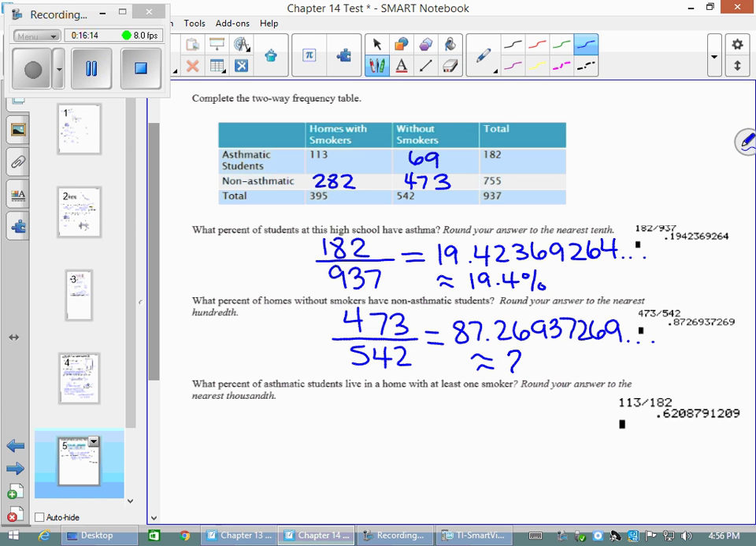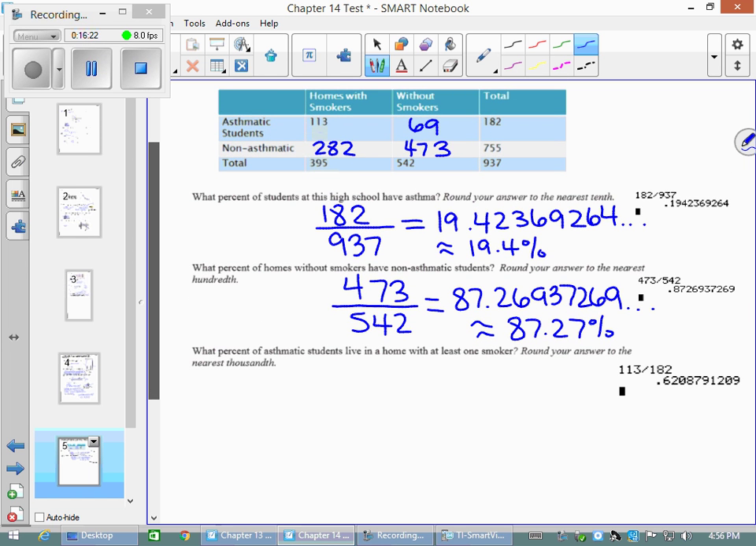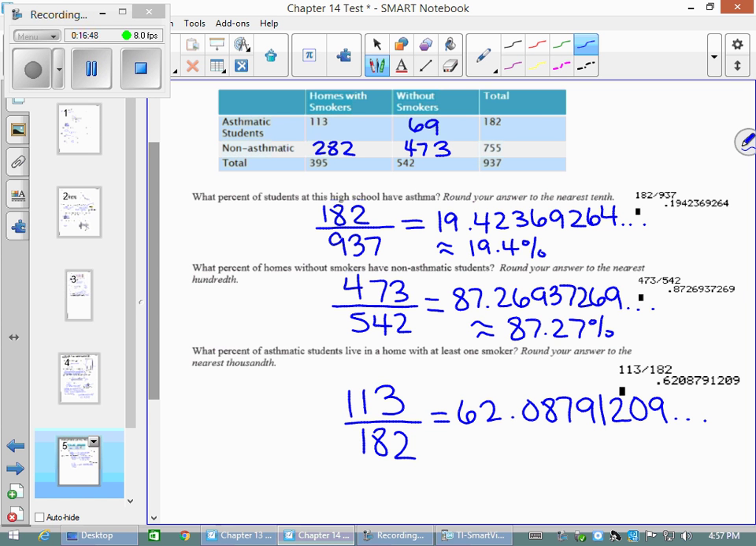And the last question, what percent of asthmatic students live in a home with at least one smoker? So there are 182 asthmatic students. And how many of those live in a home with at least one smoker? Well, we know that 113 of them live in homes with smokers. So 113 out of 182, again, gives you the decimal on the right. If we turn it into a percent, it would be 62.0879129. And we're rounding this answer to the nearest thousandth, so that would be 62.088%.